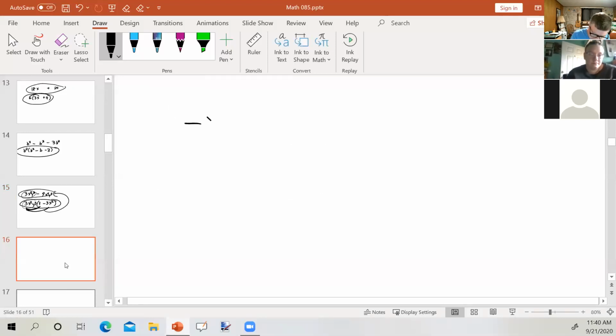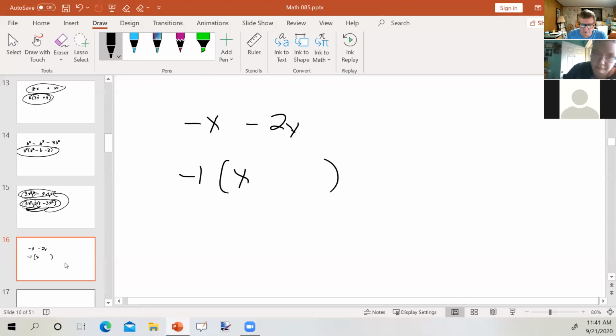Here the directions say factor out a -1. So we're going to rewrite this as -1 times whatever's left. So -1 times x would be -1x. -1 times a positive 2y would be a -2y. So factoring out a -1 changes the sign of each term that'll be left inside the parentheses. Good to go there? Okay.